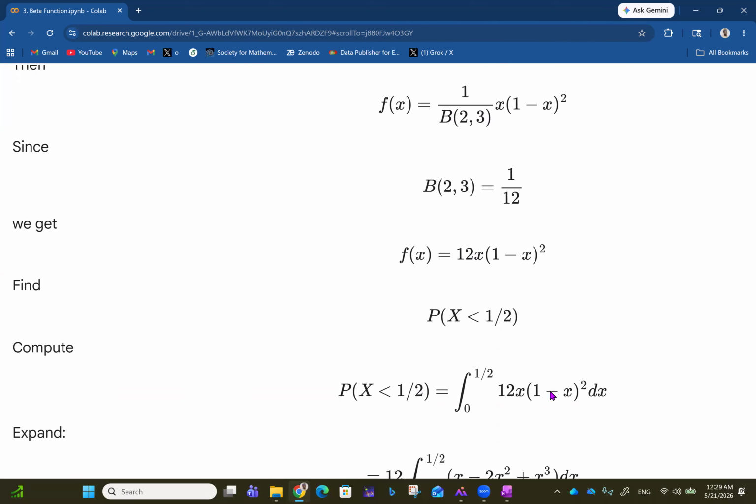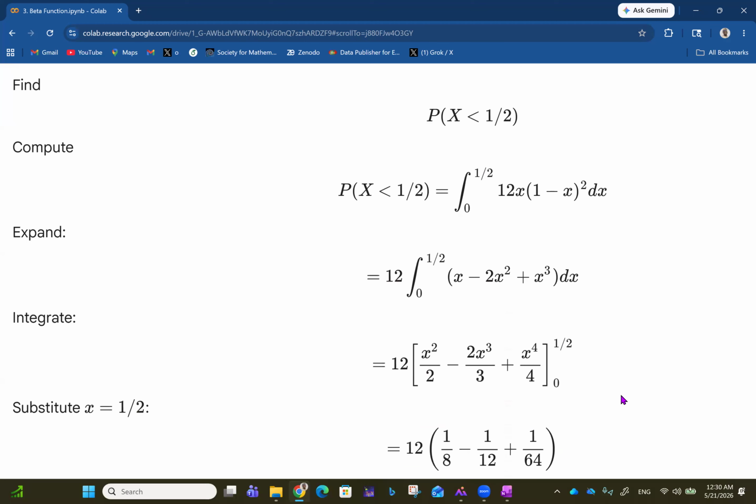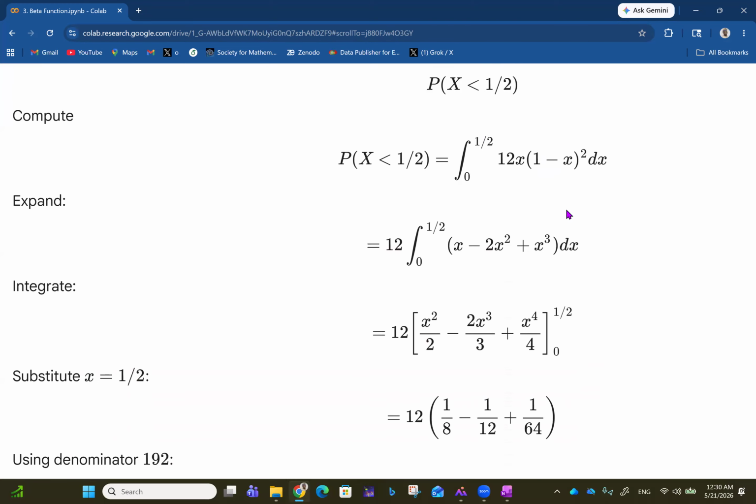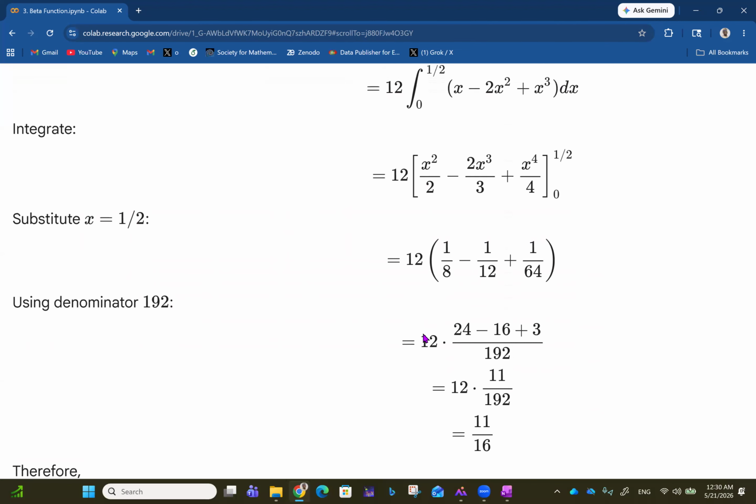If you then need to find the probability that x is less than half, we have the probability x less than half to be the integral from 0 to half of that probability function. That's 12x into 1 minus x all squared dx. Then we expand all that. The rest is just calculus. You can bring out 12, expand 1 minus x squared multiplied by x, which gives us x minus 2x squared plus x cubed dx. So integrate all that and tidy things up.